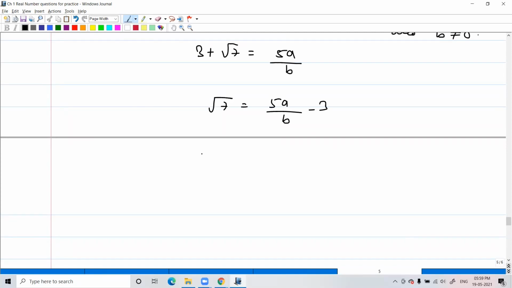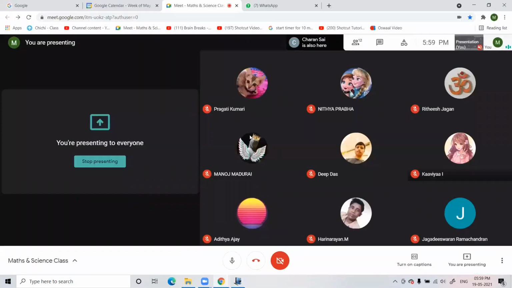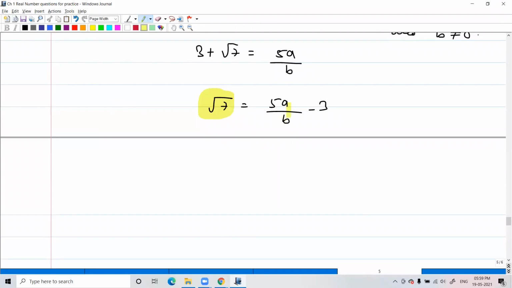We know that root 7 is irrational. It's given in the question also. But what about the RHS, 5a by b minus 3? Should it be rational or not? It should be rational. Why? Because, as we assumed, a and b are integers. If a and b are integers, then 5a will also be an integer, b will also be an integer, and minus 3, of course, will also be an integer.